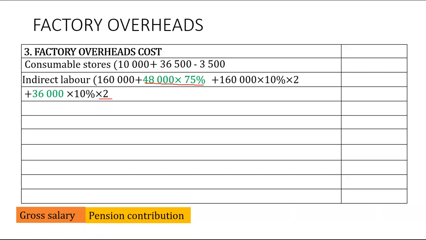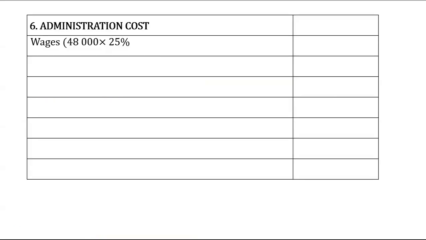We're not done. That cleaner also works at the administration block. We're going to go to the administration block. When you take 48,000 and times it by 25%, it'll give you 12,000. Then you take 12,000 and find 10% of it and multiply it by 2 because we contribute 2 rands for each. Now we're done. I'm done with pension.